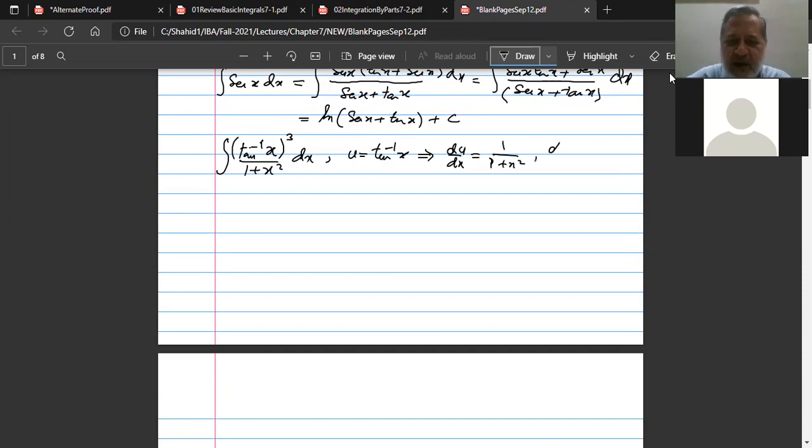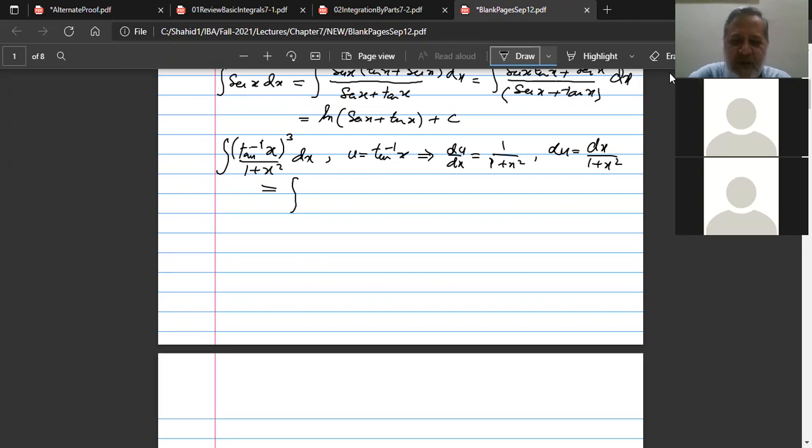And that makes du equal to dx upon 1 plus x square, so that this integral becomes what? tan inverse x is u, so u raised to power 3. dx upon 1 plus x square is du. So now it is a simple matter of power integral. So u cube upon 3 plus c.